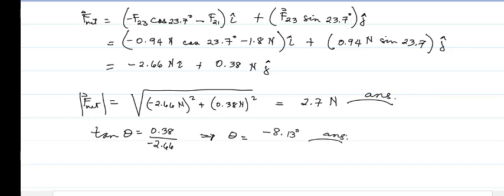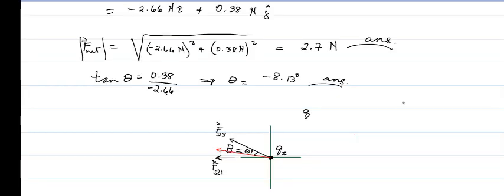So if we go back to our FBD, the position and direction of our net force on Q2, F net, would be in this direction, in this quadrant, with the angle theta in here equal to 8.13 degrees, and negative since it is in the second quadrant. What makes it negative? Because the x component is negative.